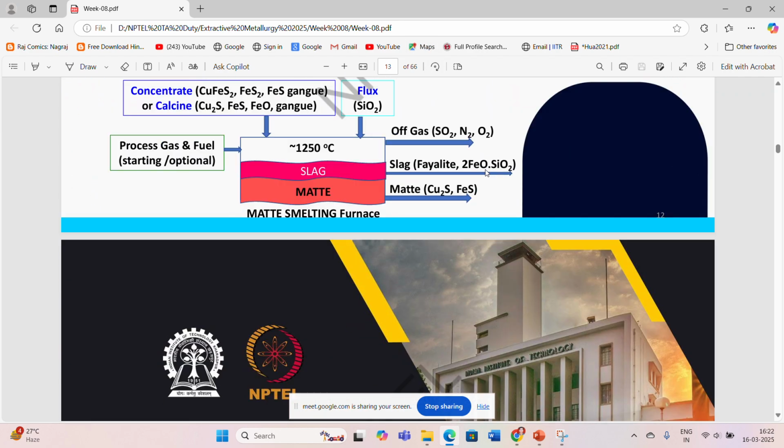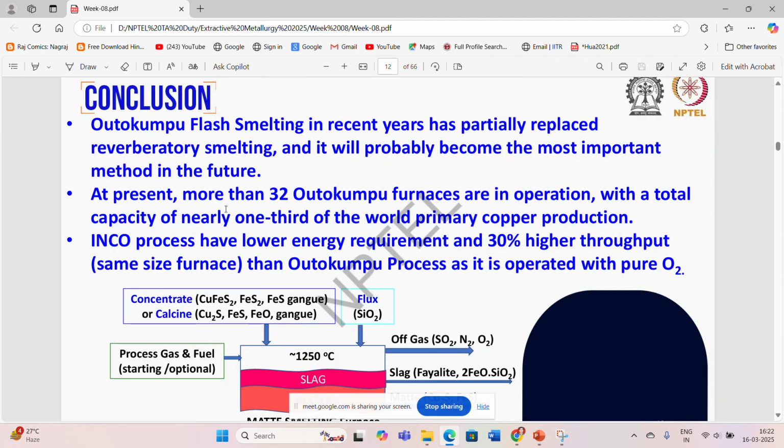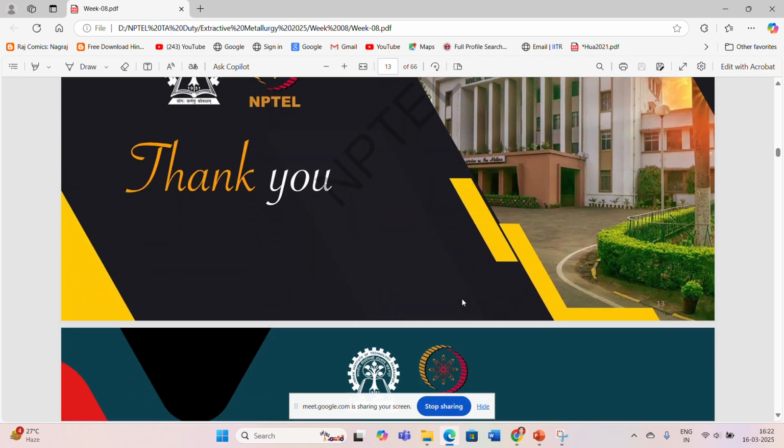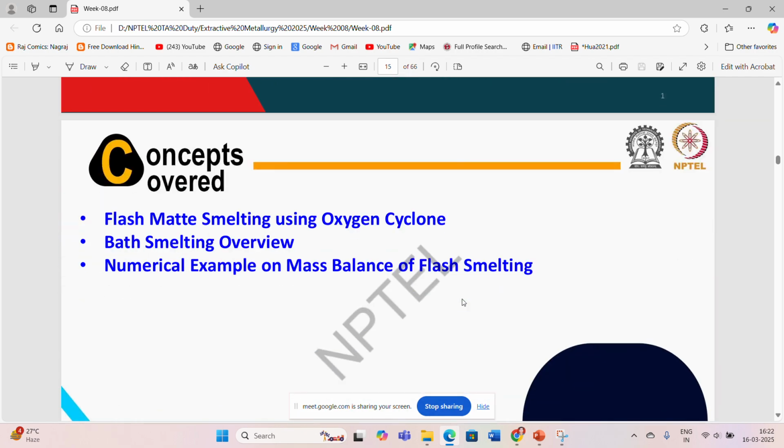Coming to the present, more than 32 Outokumpu furnaces are in operation with a total capacity of nearly one third of the world primary copper production. The Inco process has lower energy requirement and 30% higher throughput than the Outokumpu process as it is operated with pure oxygen. In the Outokumpu process, we are going with air as the oxidation roasting source, while in the Inco process, we are going with pure oxygen for the oxidation roasting of the copper sulfide to convert it into copper matte.